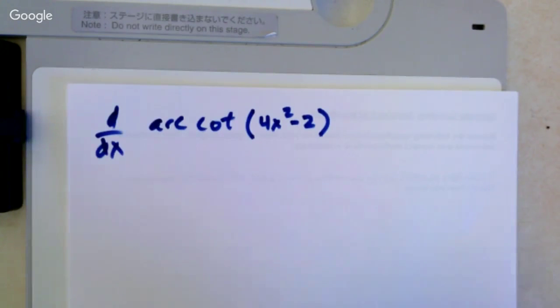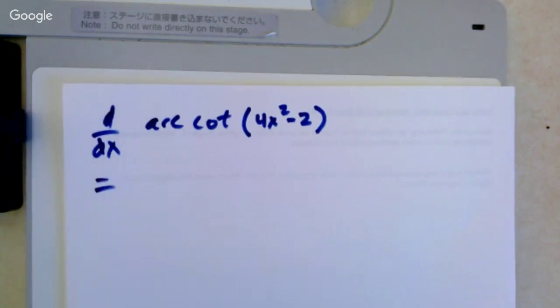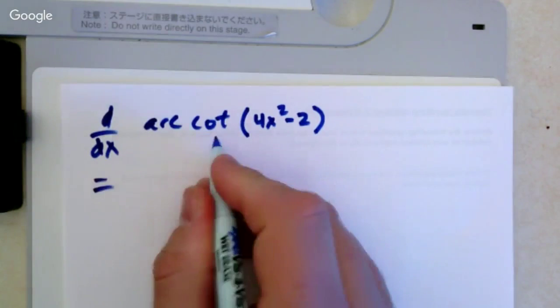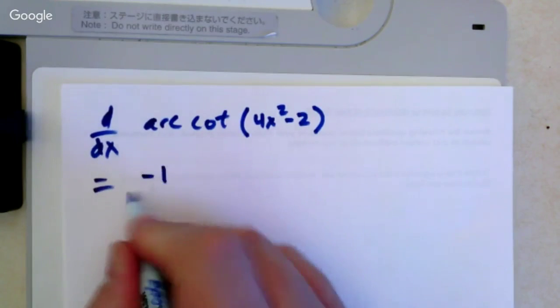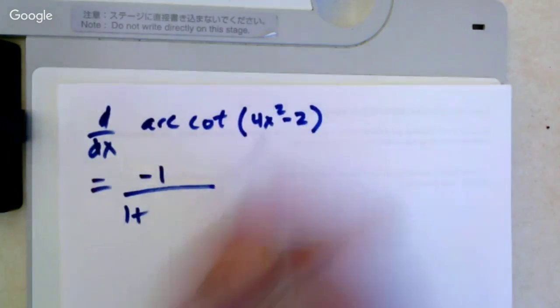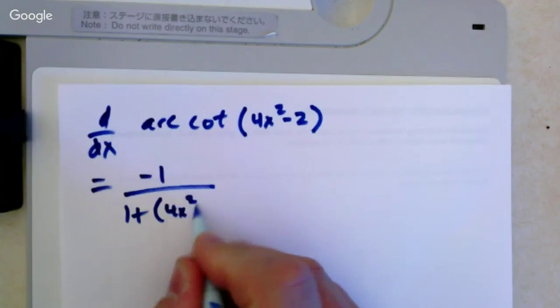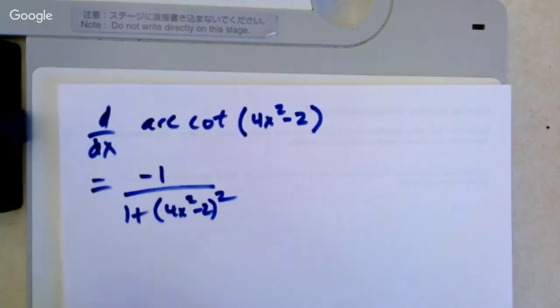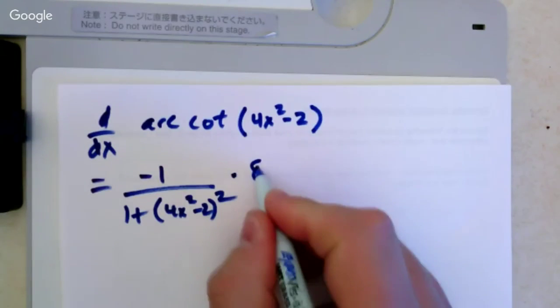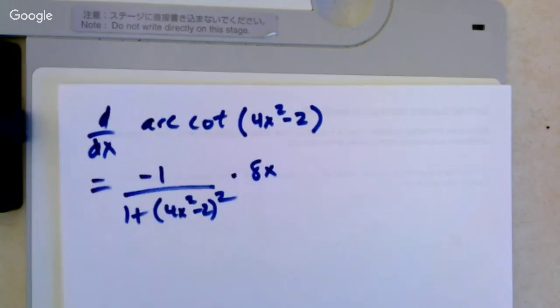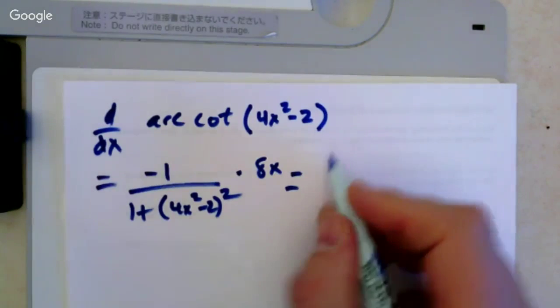All right, volunteer, what do we do? Okay, so cotangent. What's the rule for cotangent? We have to take negative 1 over 1 plus u squared, that whole thing squared, times du dx. What's the derivative of that? Is it just 8x? Yeah, don't forget, they're still integrals, even though we've been doing derivatives. Clean it up a little bit.